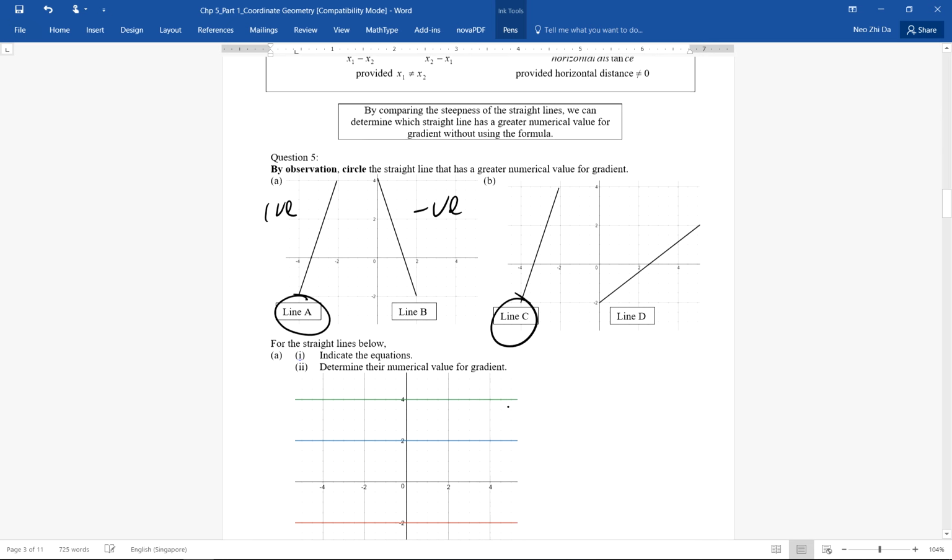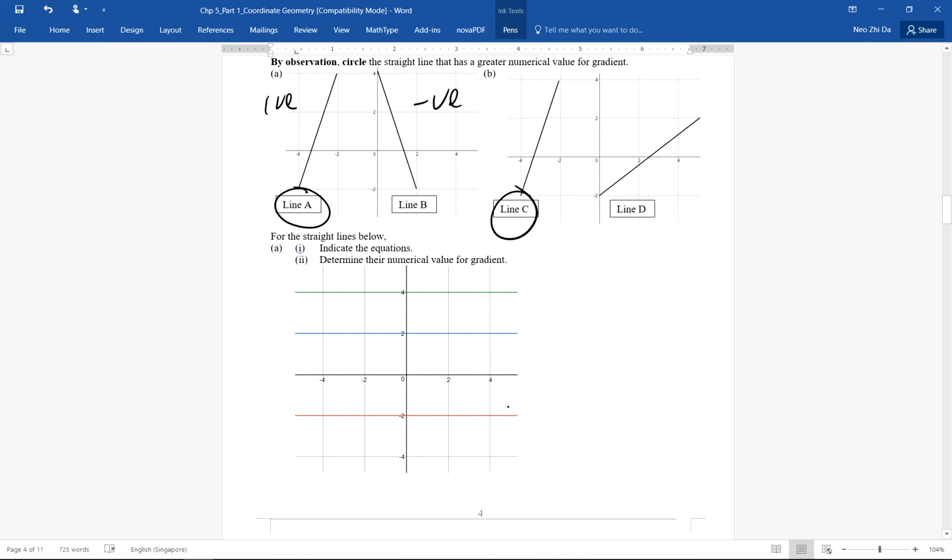Moving on to straight lines. First and foremost, you learned in Sec 1 that you need to be able to indicate the equations of horizontal lines. So let's do part 1 first. This is a horizontal line. This line passes through y equals 4 and it just extends out. So this one we call y equals 4. This one passes through y equals 2, and it just extends, so this one is y equals 2. This one is y equals negative 2.